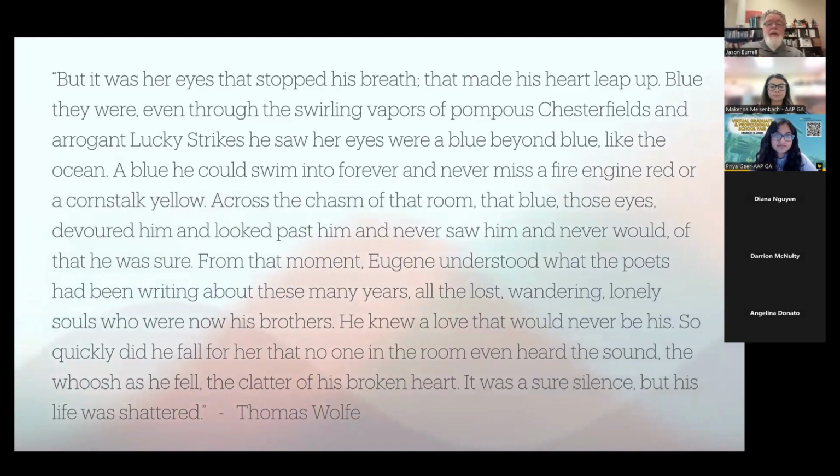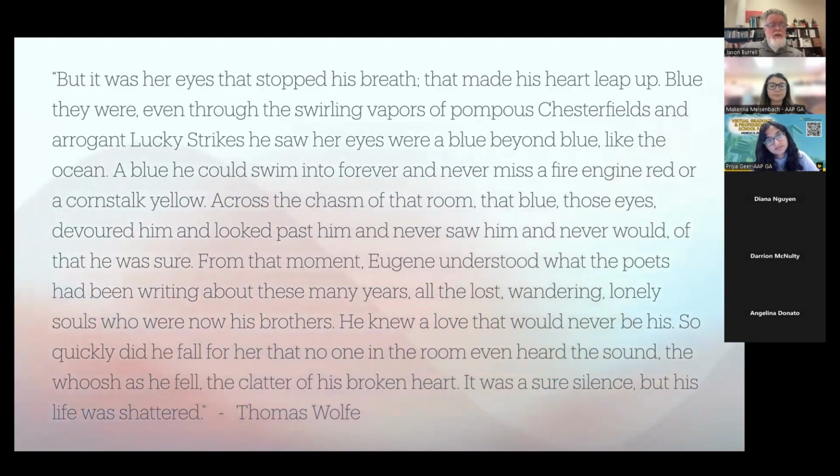Just FYI, this is written in 1929. So Chesterfields and Lucky Strikes are referring to cigarettes. The swirling vapors of pompous Chesterfields and arrogant Lucky Strikes is just talking about cigarette smoke. Back in the 1920s, you could walk into a room and it would be filled with cigarette smoke wafting around. But as you read this paragraph, let's notice a couple details.